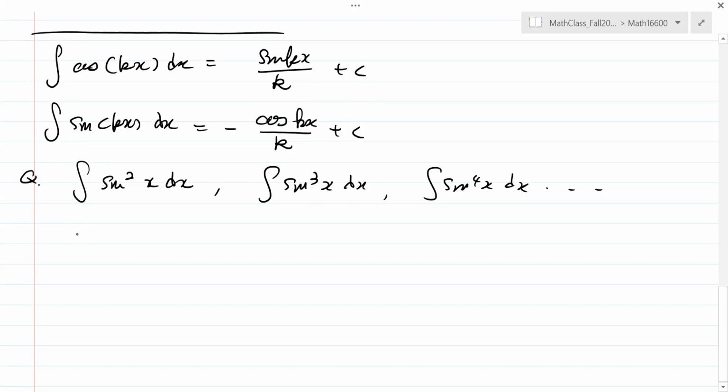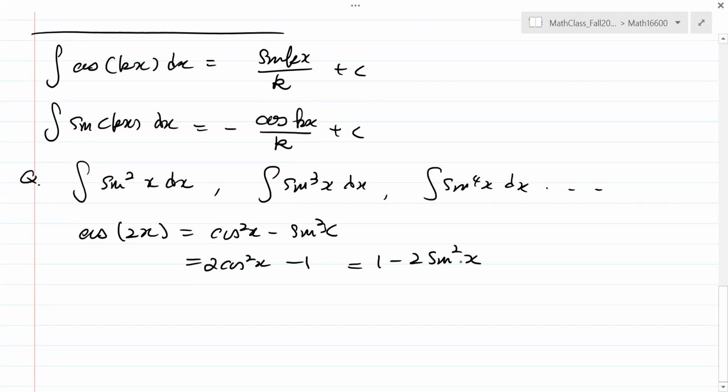The formula we are going to use is cosine 2x equals cosine squared x minus sine squared x. This has two forms. This can also be equal to 1 minus 2 sine squared x. So if you see sine squared, you solve for sine squared and you get another formula: sine squared x equals 1 minus cosine 2x divided by 2. On the right-hand side, there's no square there. Yes, there's a cosine kx, and that's fine. I already told you we already know that integral.